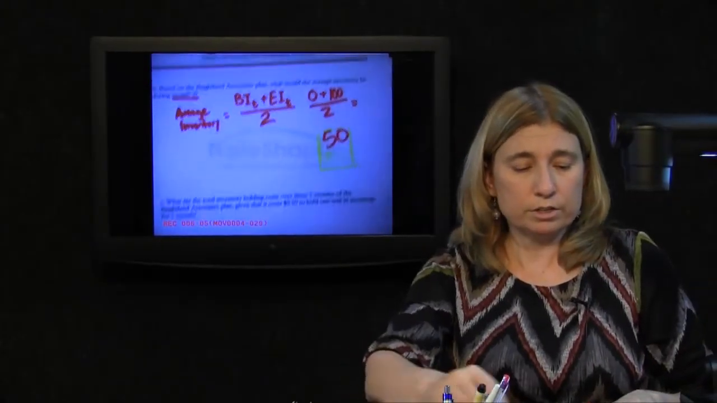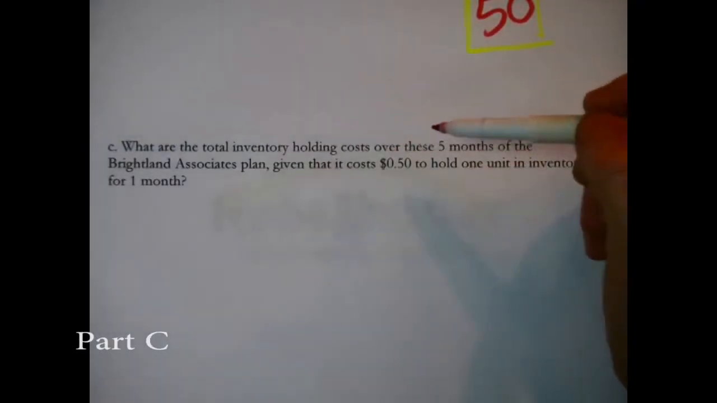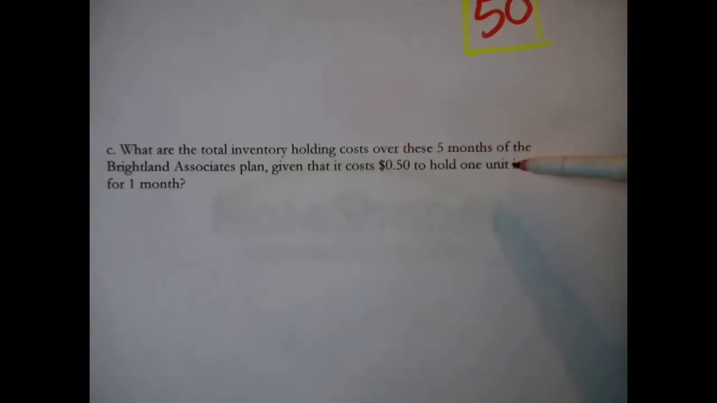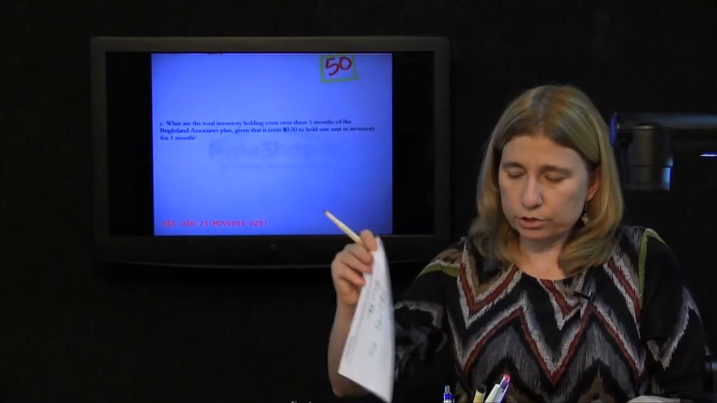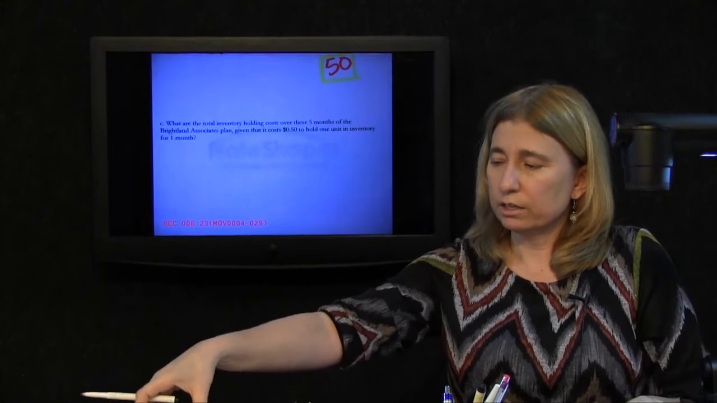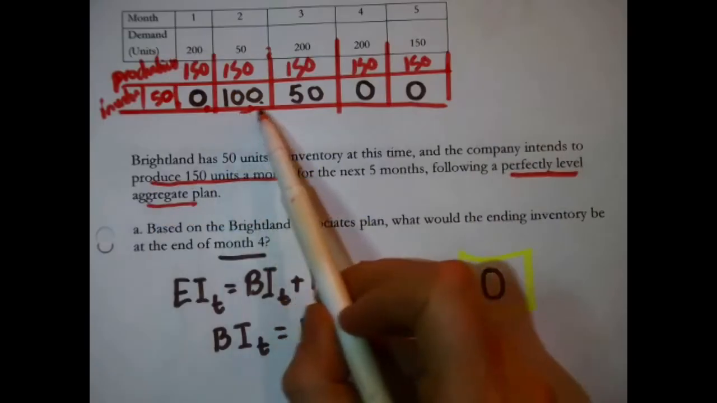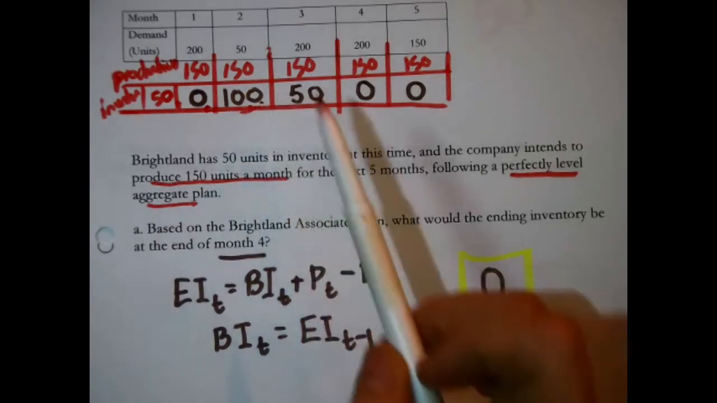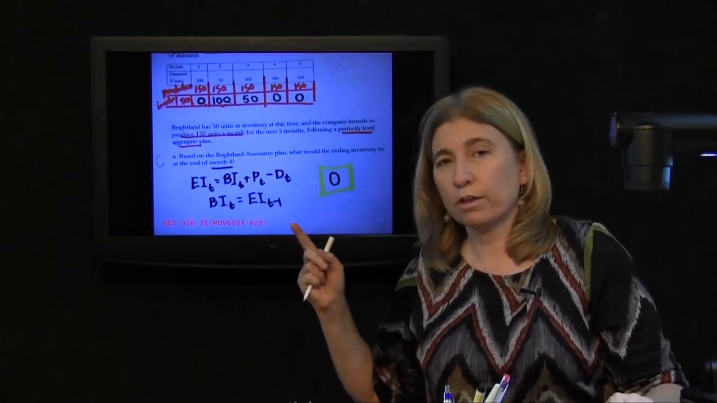Okay, next question. What are the total inventory holding costs over these 5 months of Brightland Associates' plan, given that it costs 50 cents to hold 1 unit in inventory for 1 month? Oh, you know what we need to do? We need to tally the ending inventory. What it's saying is to hold something in inventory for a month is 50 cents. If it's in ending inventory, the assumption is that it stayed there for the month.